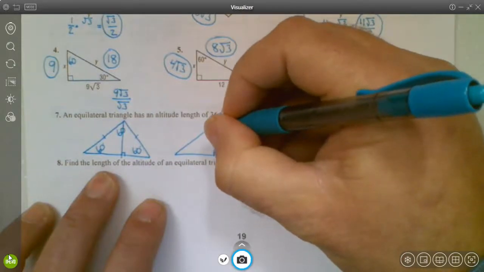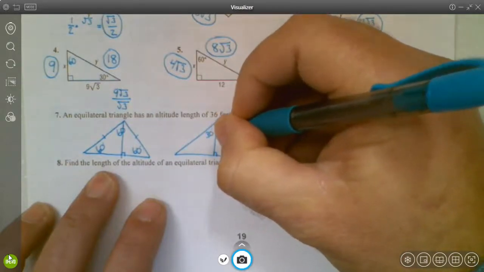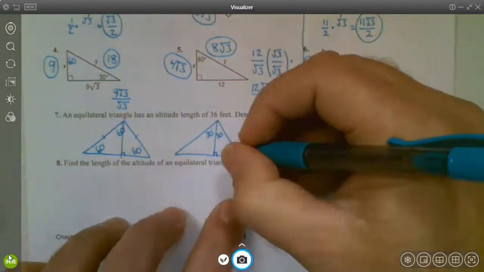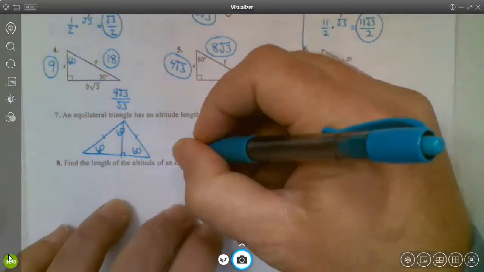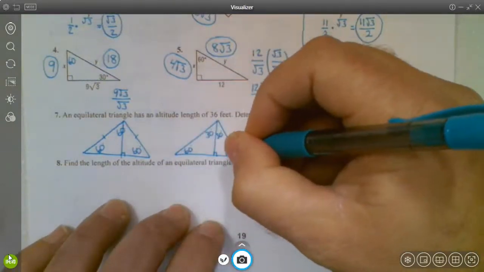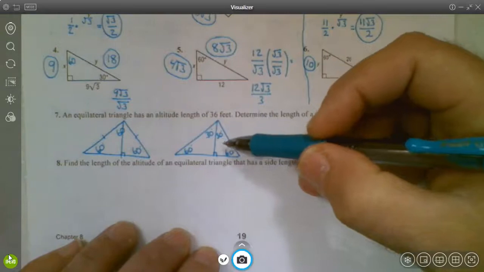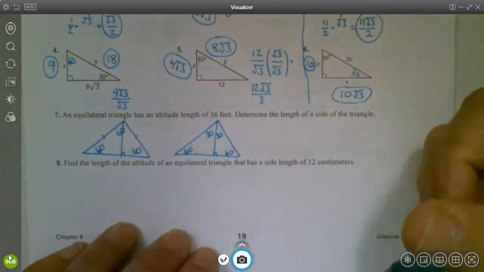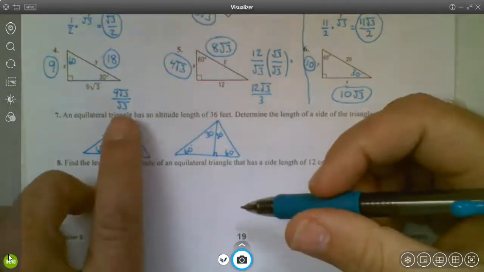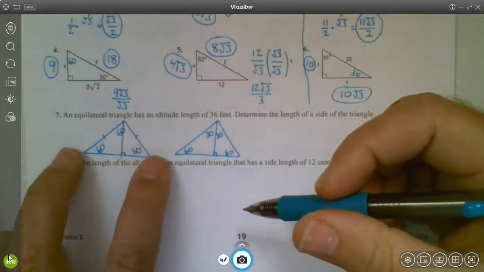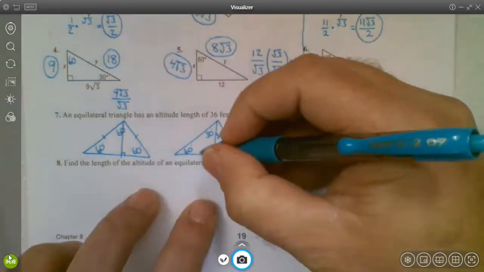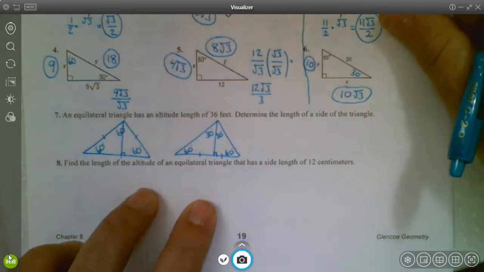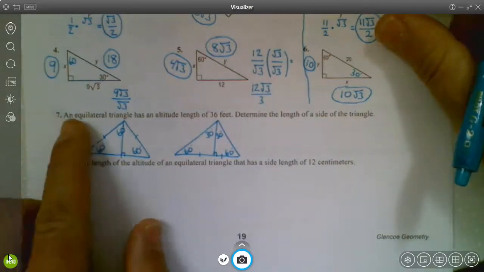So these both become 30, right? These guys are still 60. So now you're seeing I have 30, 60, 90 triangles on both sides, right? And the other thing that happened was when you drew in the altitude, it cut your base in half. So this is equal to this, right? So a couple really special properties that we got here. So let's see what they're telling us.